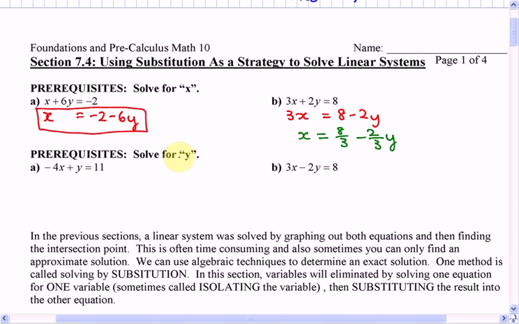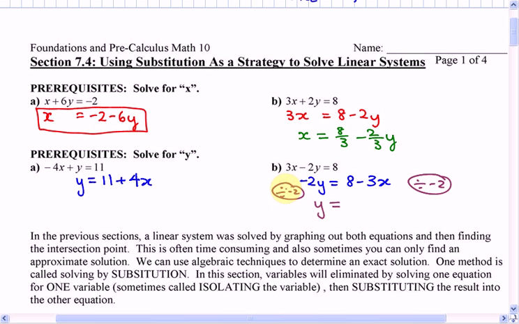Doing the same thing with y in the next examples, I'll just say y equals 11 plus 4x. Okay. And then this one, once again, a little bit more tricky. We'll do the same thing by subtracting 3x on both sides. Now I'm going to ask you to divide every single term by negative 2, because you want to get rid of that negative 2. 8 divided by negative 2 is negative 4, and this is 3 over 2 x. So there you go. There is your answer for y.